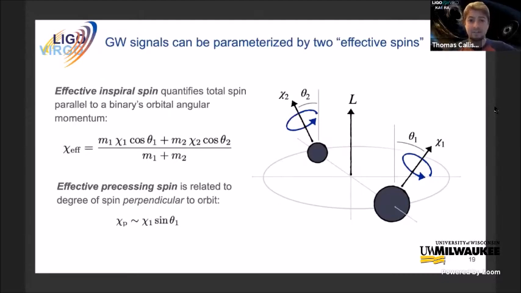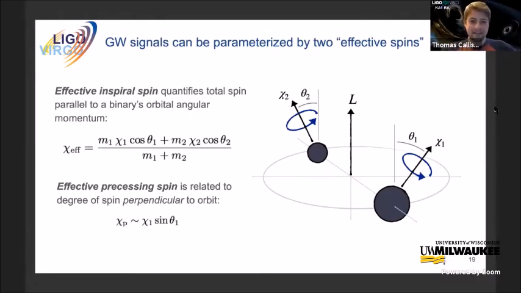Chi effective ranges between 1 and -1. If you see a chi effective of 1, it means that both black holes are maximally spinning. They can literally spin no faster, and both spins are perfectly aligned with the orbit. If you have a chi effective of -1, it means that, again, both black holes are maximally spinning, but both of those spins are entirely anti-aligned with the orbit.